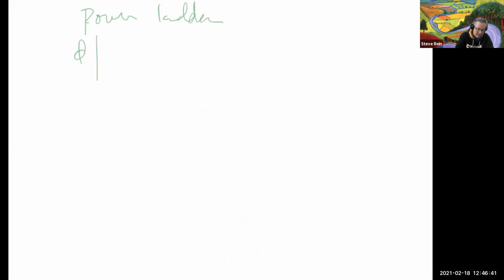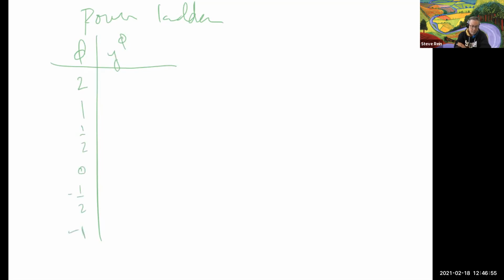Phi and then the various y to the phi. And so I think values for phi that are commonly used are 2, 1, well, that's no transformation at all, 1/2, 0, -1/2, -1. So that's y squared, y, don't transform it at all, root of y, the natural log of y, 1 over the root of y, and then just 1 over y.